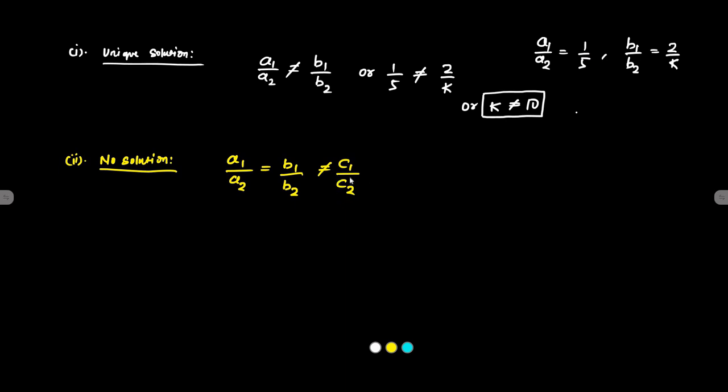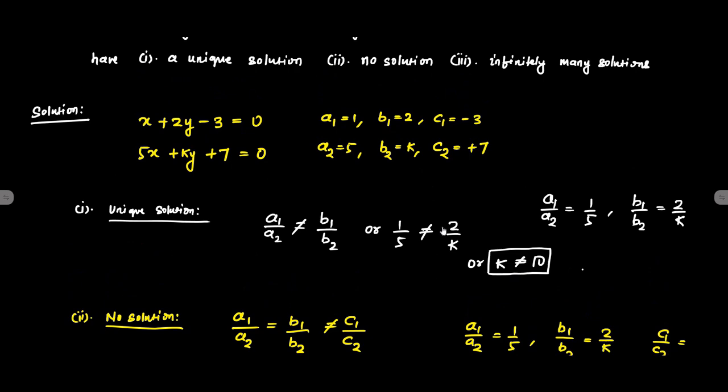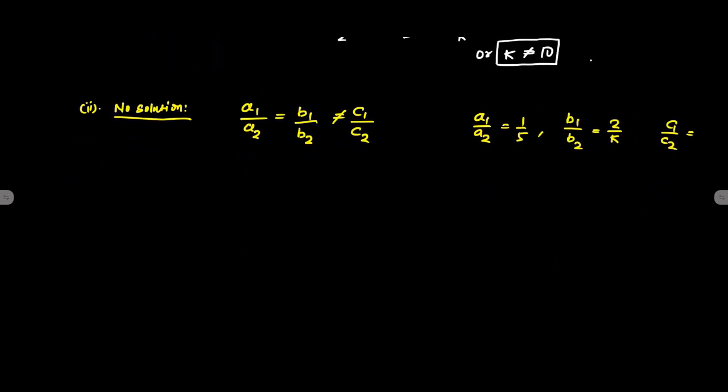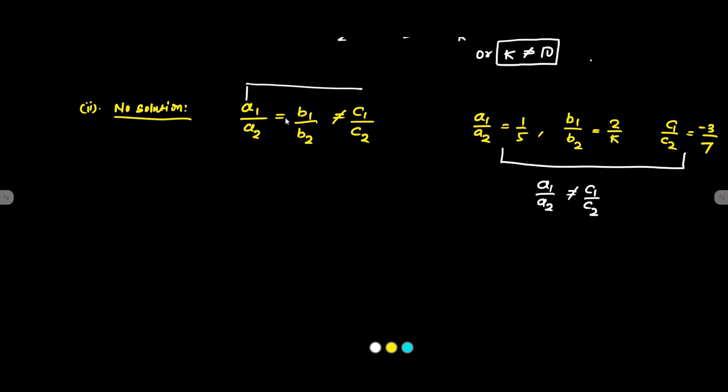Here A1 by A2 we have already got. A1 by A2 is equal to 1 by 5, B1 by B2 is equal to 2 by K, and C1 by C2 will be equal to minus 3 by 7. Now from this, we have A1 by A2 is not equal to C1 by C2. So this first part of the condition for no solution is satisfied.